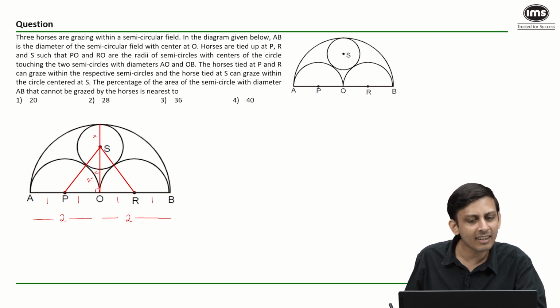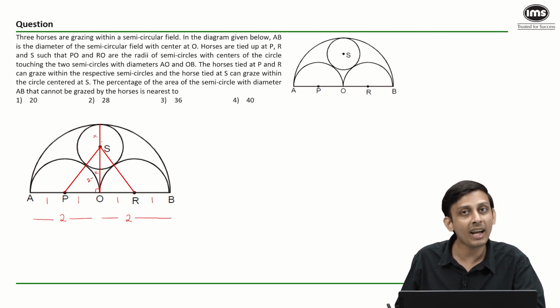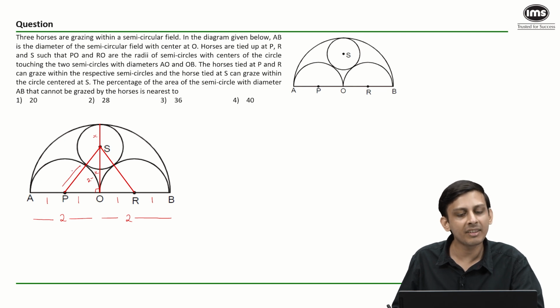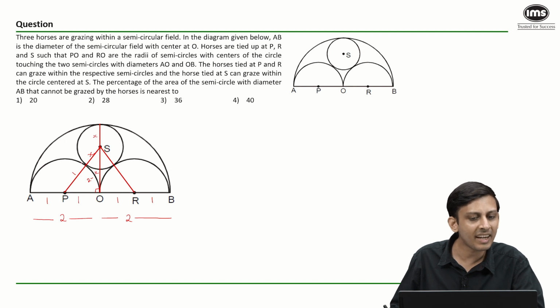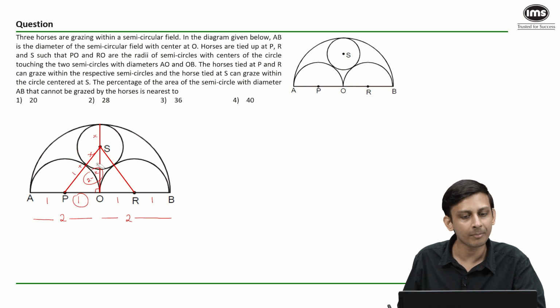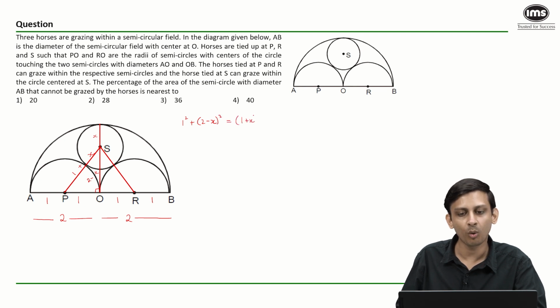Now here we'll get a right angle triangle, because this vertical line is tangent to the semicircles. In this right angle triangle, one side is 1, another side is 2 minus x, and for the hypotenuse, this much is the radius of the semicircle, which is 1, and this much is the radius of the circle, which is x. So the hypotenuse will be 1 plus x. Using Pythagoras, we get 1 square plus (2 minus x) whole square is equal to (1 plus x) whole square.